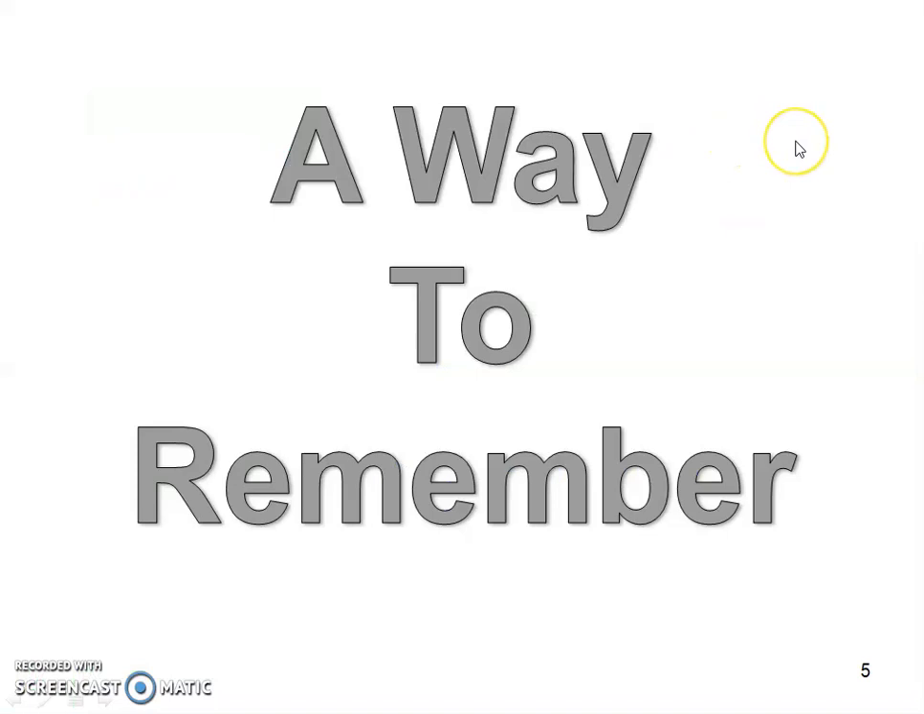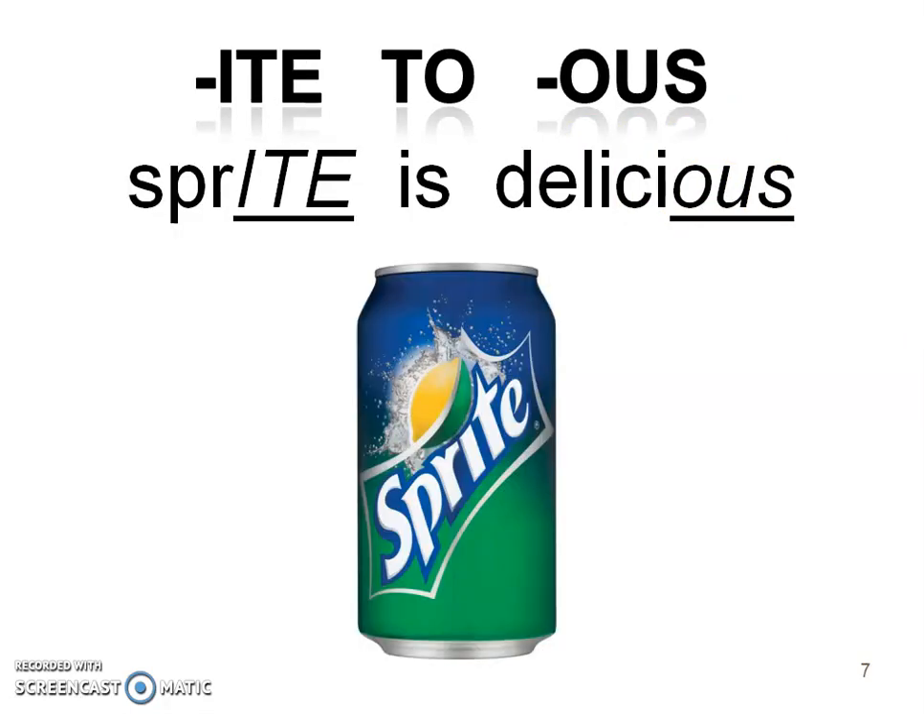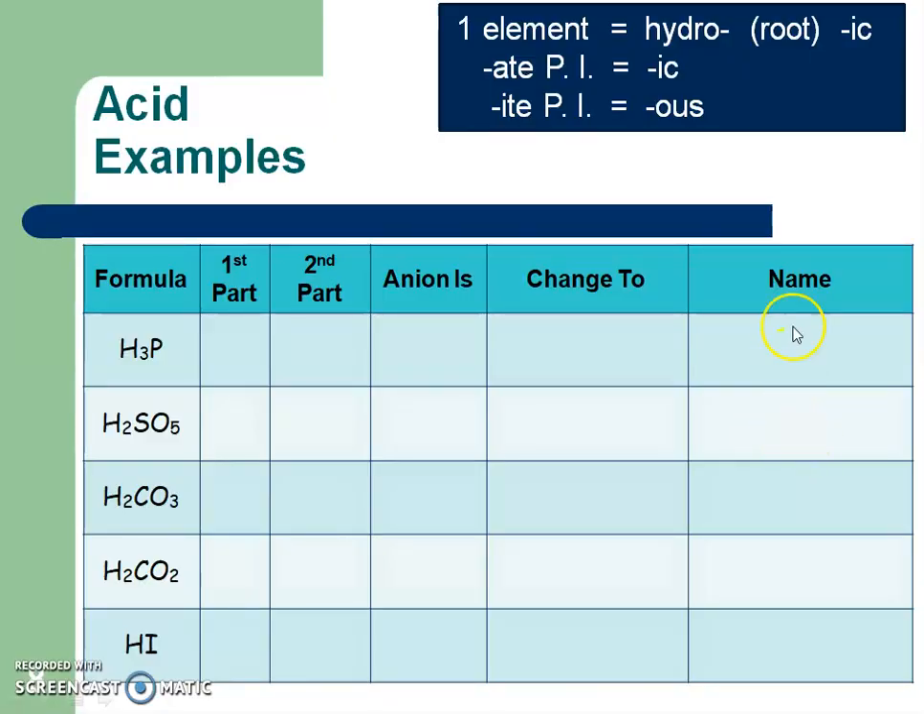One way I like to remember this is I ate something icky. So my ate polyatomic ions change into ic acid. I ate something icky. You can also say that Sprite is delicious. So my ite polyatomic ions change to ous acid. So Sprite is delicious.